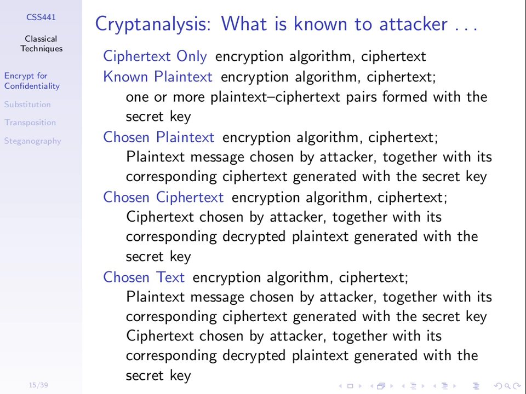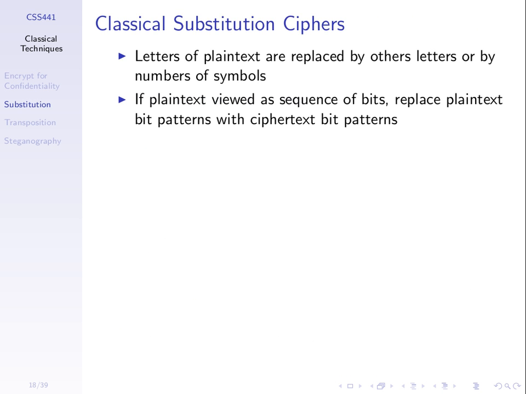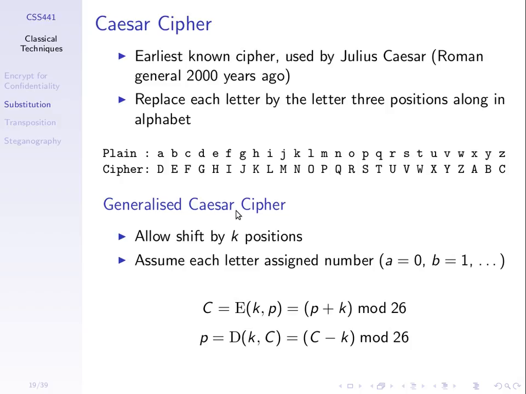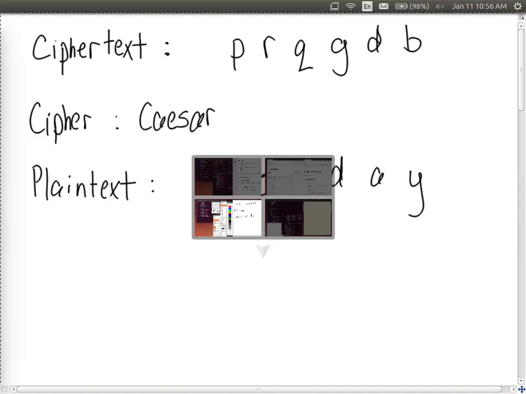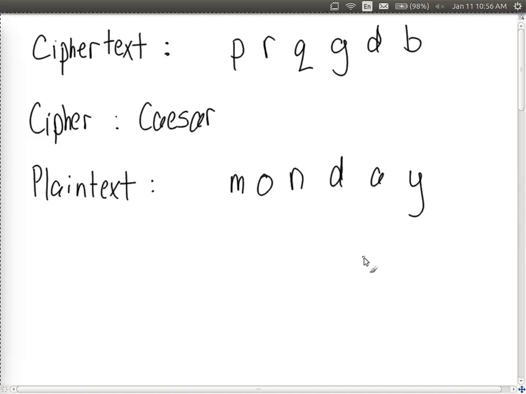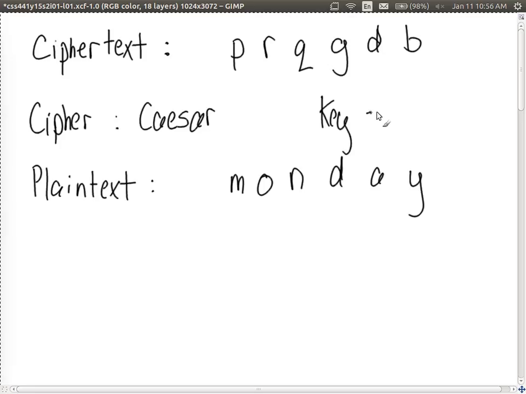So a general Caesar cipher, a generalized Caesar cipher, shift k positions to the right to encrypt, where k is the key. And to decrypt, shift k positions to the left. So we can think in this case the key for this example is 3, in that we shifted 3 positions to the right.